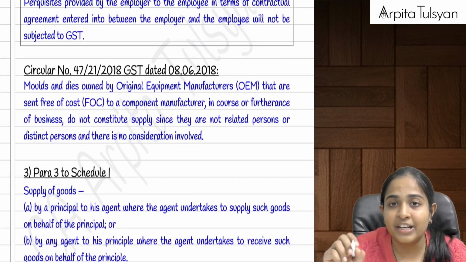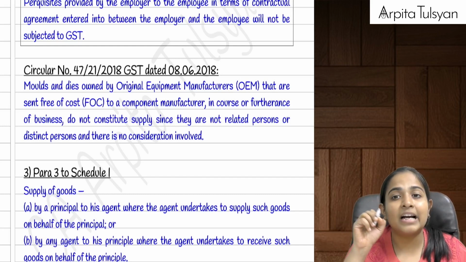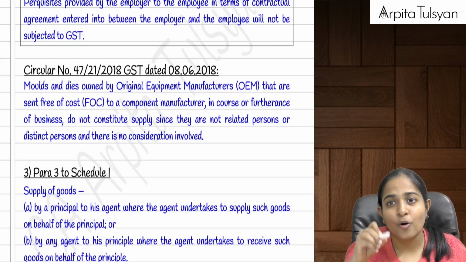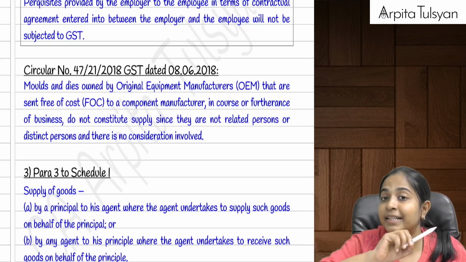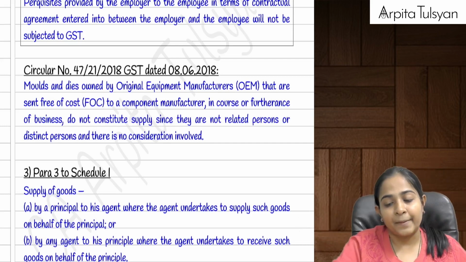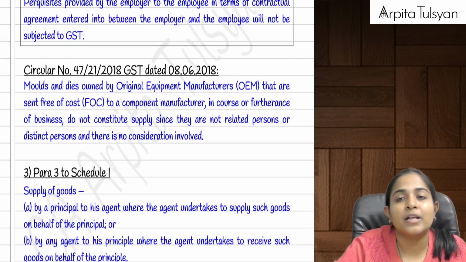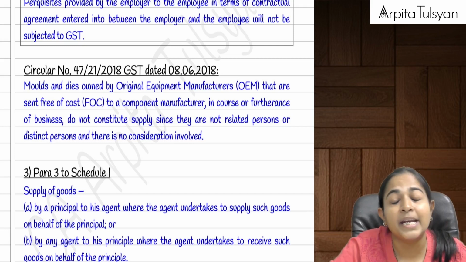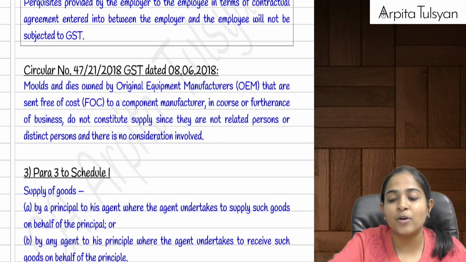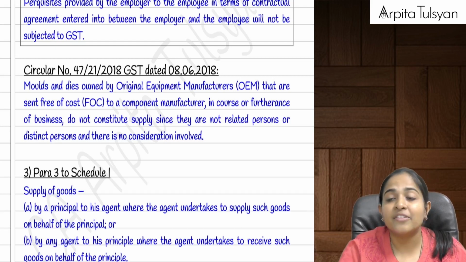Okay, don't forget the link. We are under Schedule 1. In Schedule 1, there is some supply of goods or services done in the course of business, but there is no consideration involved. Still it is deemed as a supply. The first point that we did was permanent disposal or transfer of business assets on which input tax credit has already been claimed, then that will be considered a supply. Don't forget the words business assets.